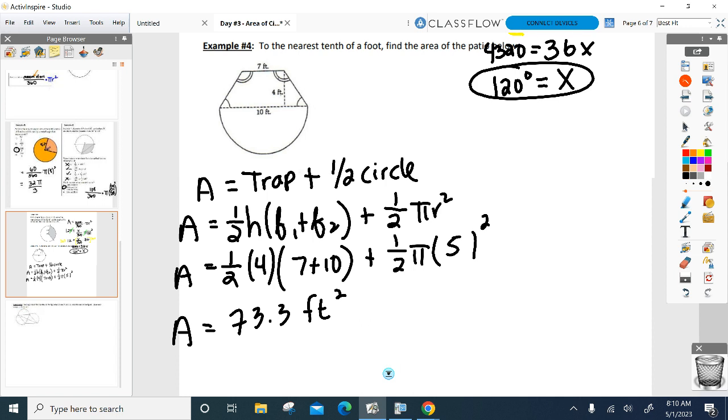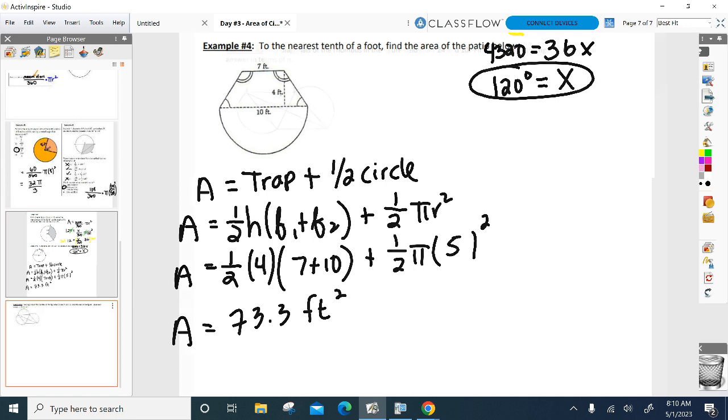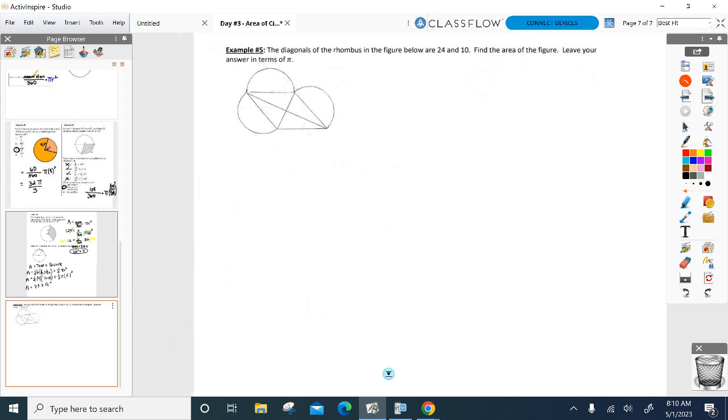Questions? All right, last one. Oh, we missed fade too. Remember that fade. All right, we got a rhombus. Diagonals are 24 and 10. Find the area of this figure.